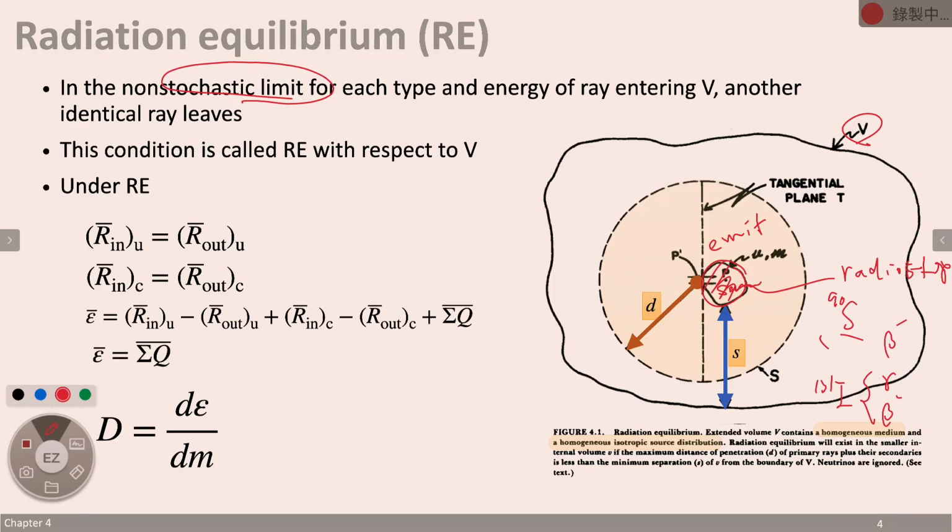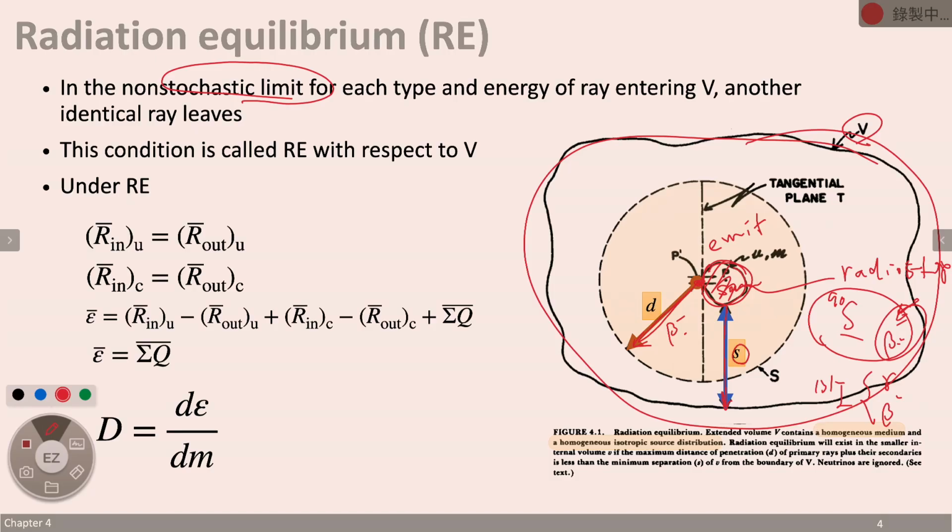If it only emits charged particles, you just need to check the range. If the emission happens here and the beta electron goes this way, then this is its range. Then we check the separation between this radioisotope and the boundary of this volume, and whether it is greater than the range or not. Okay? Is that clear?